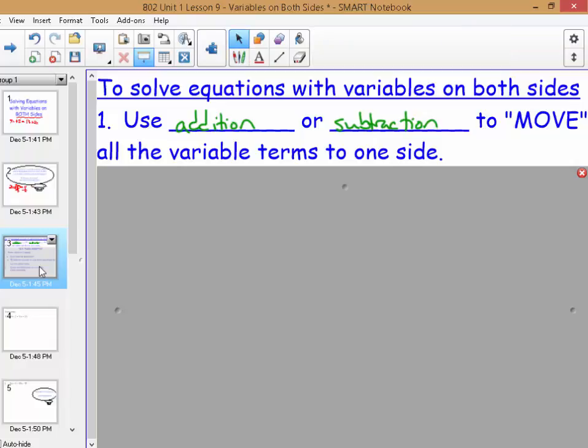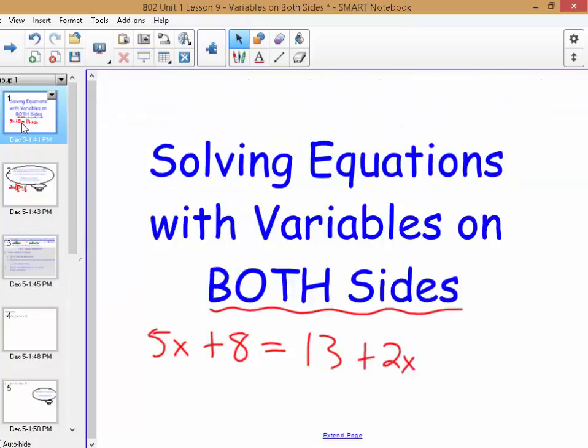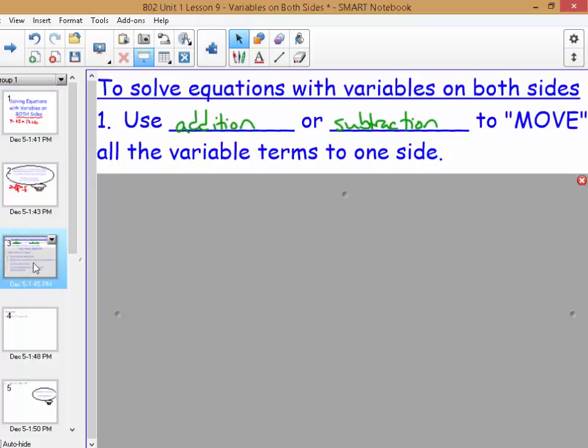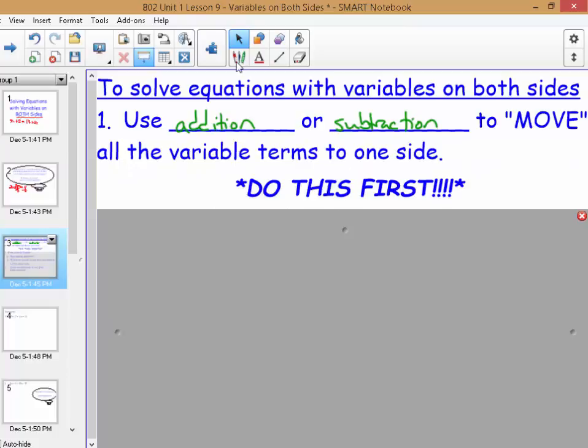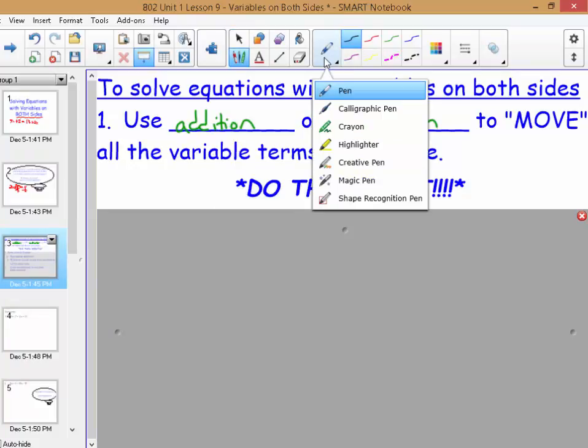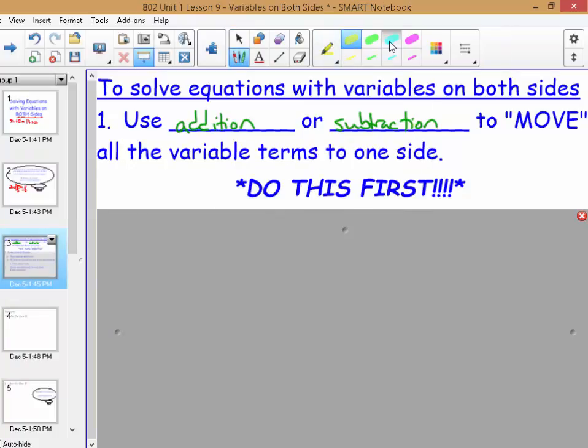So if we see variables on both sides, if we see a problem like back here in the title slide, 5x plus 8 equals 13 plus 2x, we're going to use addition or subtraction to get those variables on one side of the equation instead of having them on both. And the big thing that it says in your notes, and I want to make sure you understand this, if you have variables on both sides, other than combining like terms or simplifying like we talked about earlier this week, this would be the thing that we have to do first.